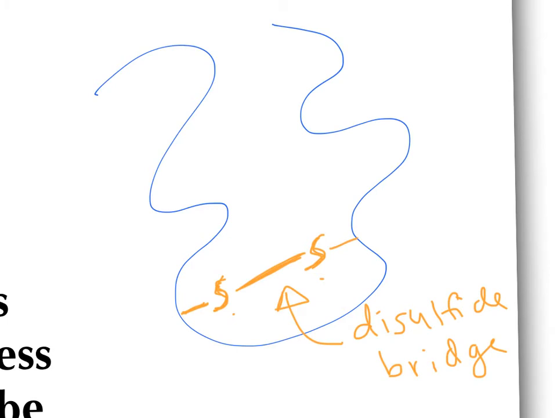Now, most of the protein is held together by ionic and van der Waals forces, hydrophobic interactions, polar dipole-dipole interactions, hydrogen bonds. But these are also very important. So that's why we care about sulfhydryl groups.